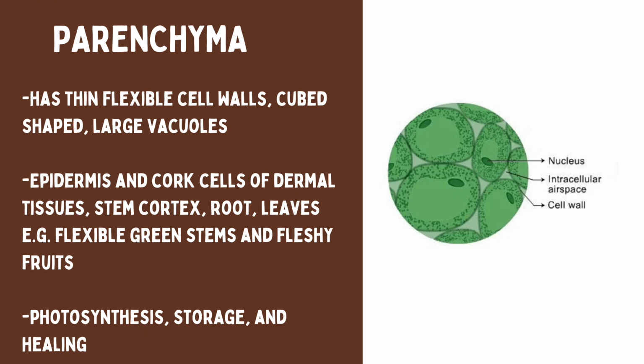Parenchyma has thin, flexible cell walls, a cube shape, and large vacuoles. It is mostly found on epidermis and cork cells of dermal tissues, stem cortex, root, and leaves. For example, flexible green stems and fleshy fruits. Its main function is for photosynthesis, storage, and healing. It also has three parts, which are the nucleus, intracellular airspace, and cell wall.